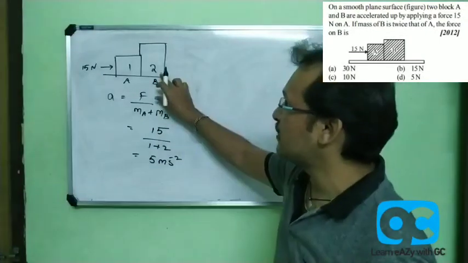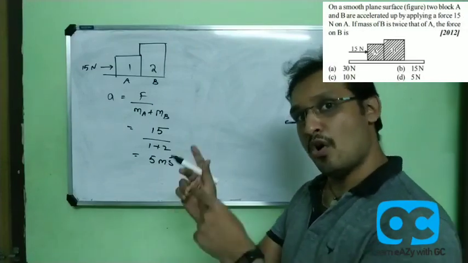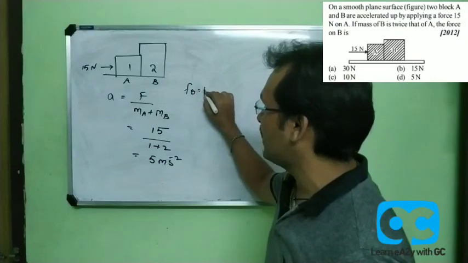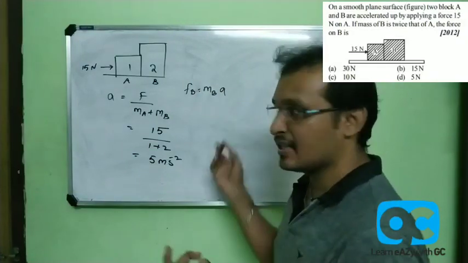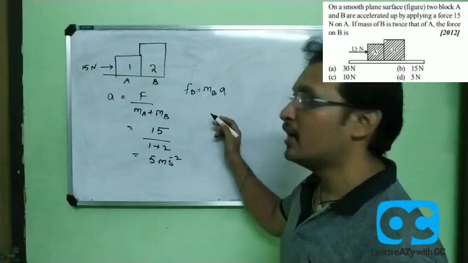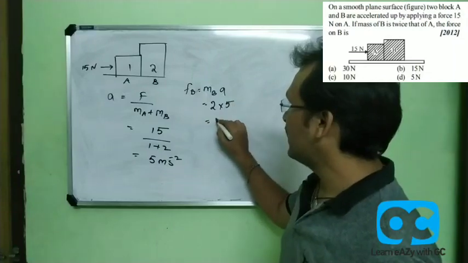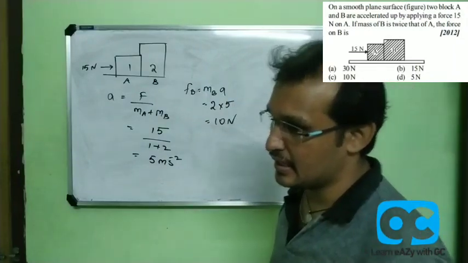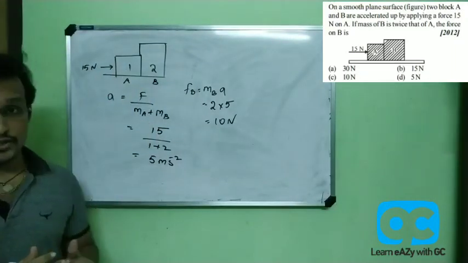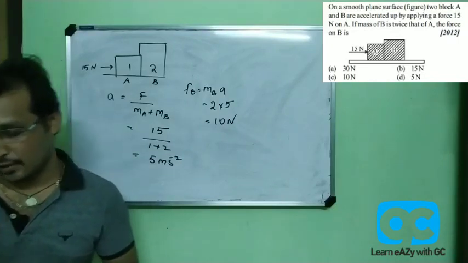Now we have to find the force acting on B, which means the force exerted by A on B. The force acting on B is given by mass of B into acceleration, because no other force is acting on B; the only force is M A. So M B into A: mass of B is 2, into 5, that is equal to 10 Newton. That is our answer, option C. Hope you got it. You can take a screenshot of this, and we are going to the next question, the second question.